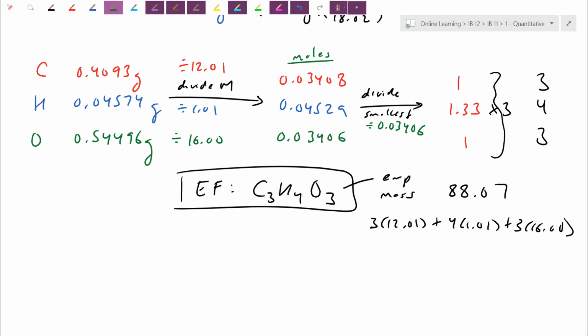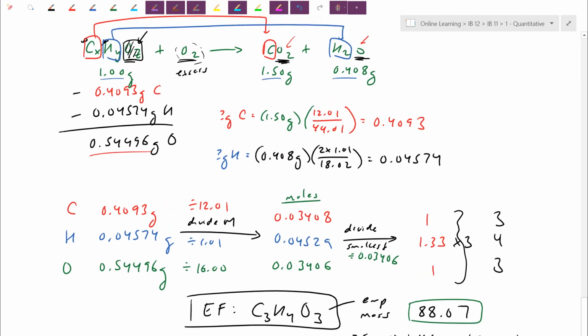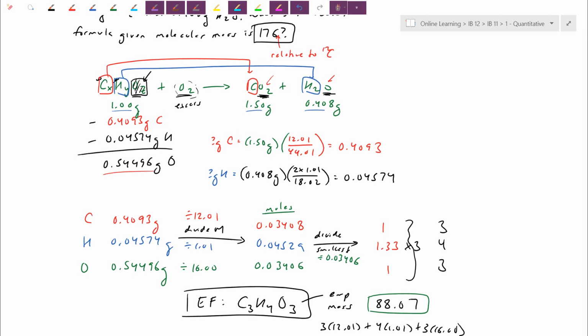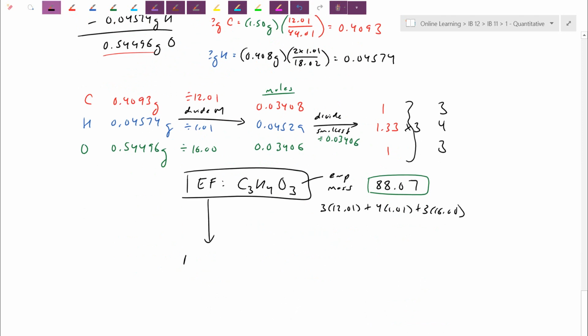Again, this is all experimental. There's always going to be some sort of problems, random errors, systematic errors, things like that. But roughly, you should be able to see, well, how many Lego pieces do I need to weigh 176? If you did 176 divided by 88.07, you get 1.998, practically about 2. So that means our molecular formula is actually going to be 2 times our Lego piece. Again, this is the one time you're actually allowed to change the subscripts. Our vitamin C is actually C6H8O6.